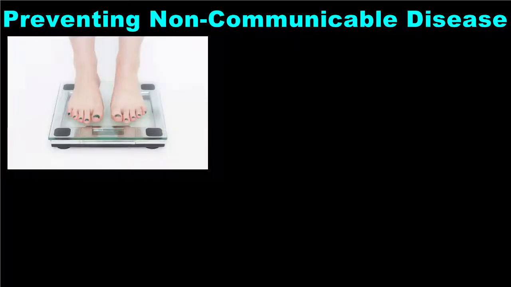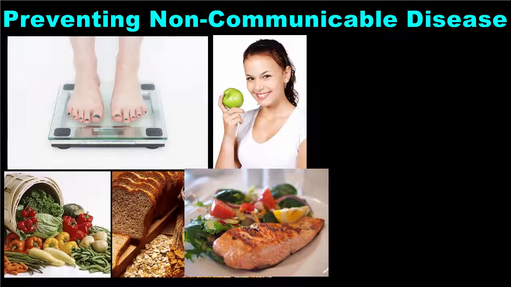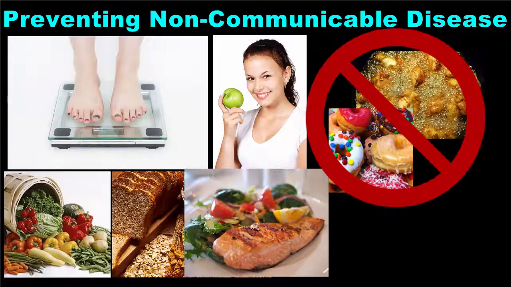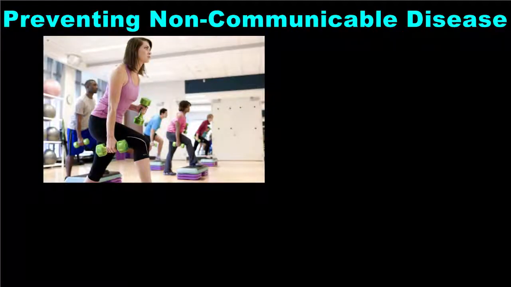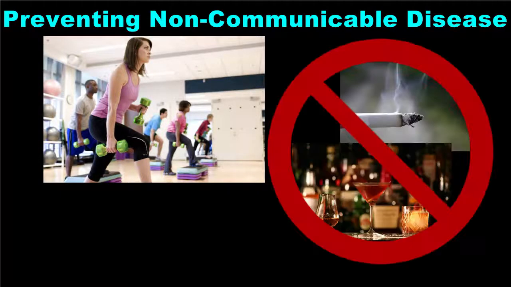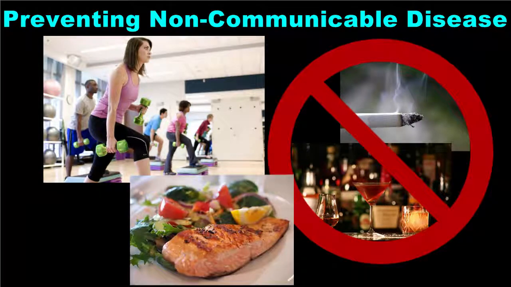In order to maintain a healthy weight and avoid these non-communicable diseases, consume a diet that is rich in whole grains, fruits, vegetables, and lean protein, while limiting fats, sugars, and excess salt. Use the Choose My Plate diagram as a guideline for your meal choices. You can also strive to complete 1 hour of exercise per day and avoid smoking and excessive alcohol consumption. By eating a healthy diet, exercising regularly, and choosing not to smoke, you can prevent many of the non-communicable diseases that plague our modern society.